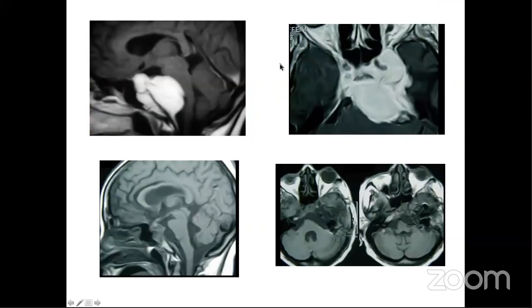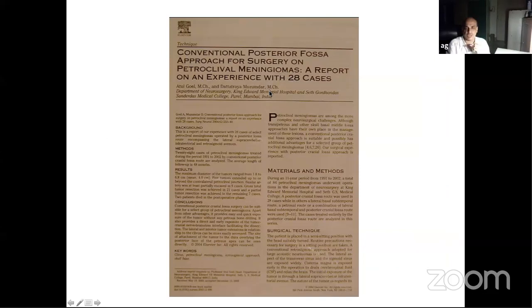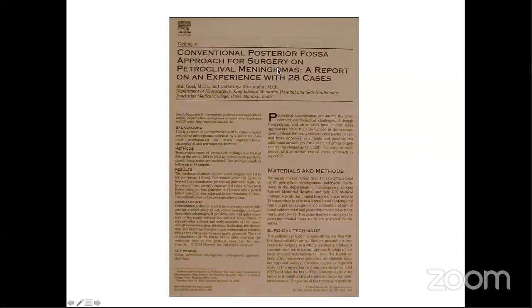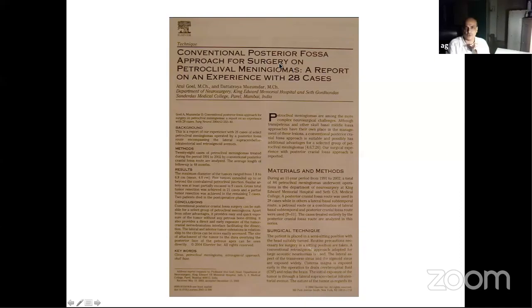For posterior fossa petroclival tumors, I described conventional approaches. Of course, Samii had described the retrosigmoid approach for petroclival meningiomas. My approach was a most outstanding approach. We described the supracerebellar approach for the first time in the literature about 20 years ago. Supracerebellar approach for petroclival meningiomas. You must know this. I may be able to show you some videos in my subsequent lectures, but the supracerebellar approach is suitable and the most beautiful approach for petroclival meningiomas, a large majority of meningiomas.